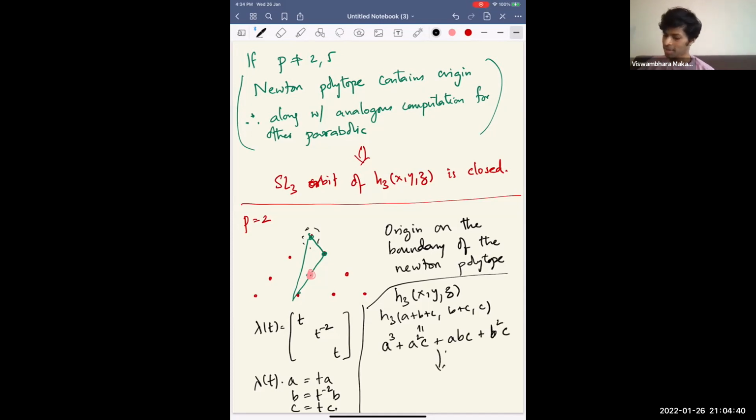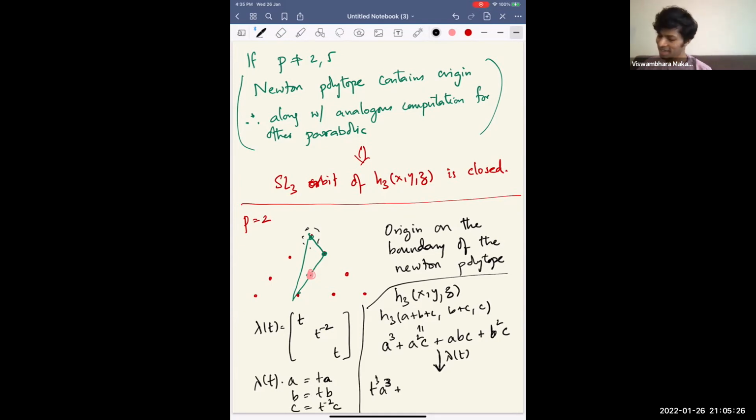And if you apply this lambda t, it's kind of clear what happens. So I get t cube A cube plus A squared C. Sorry, I got this bit wrong, maybe. I got this just a bit wrong, but thankfully I can solve this easily.